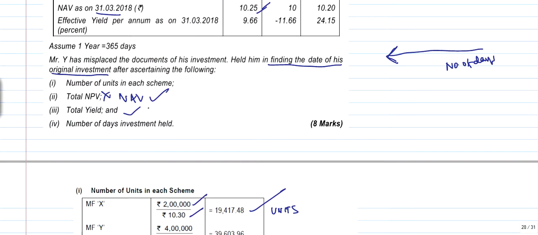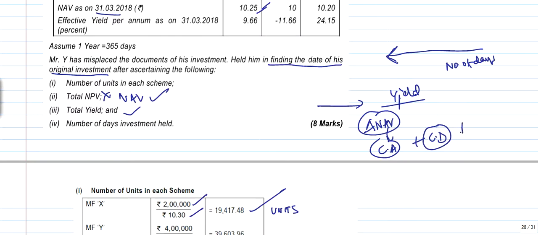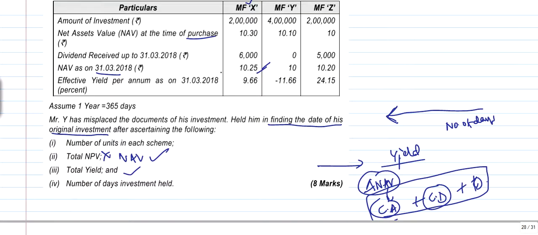Total yield. This is a good question. So yield can be of two types: change in NAV, that is capital appreciation, plus capital distribution plus dividend. These are the yield. Divided by purchase price, we will get the return percentage. So total yield, here we have 6000 yield for the X, and we will calculate the capital appreciation or depreciation.